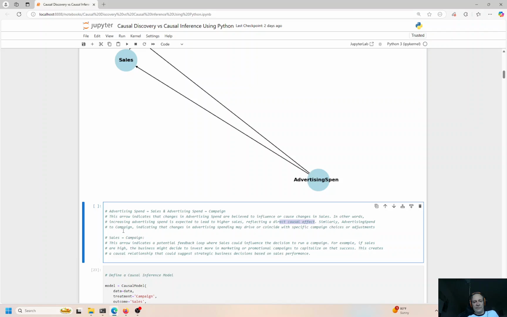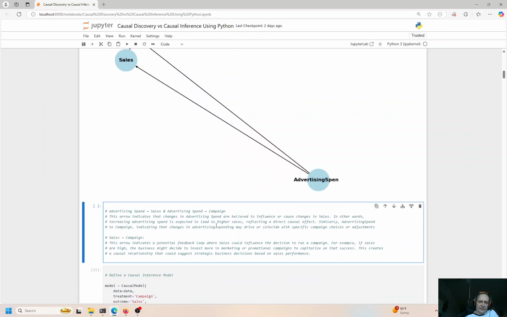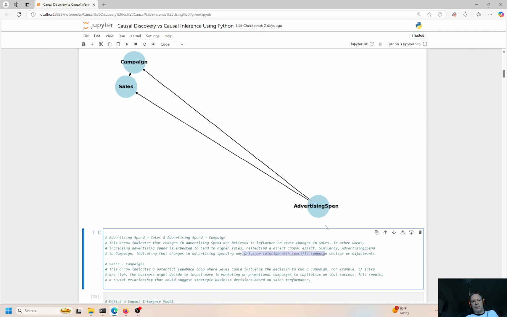There's also a relationship between advertising spend and campaign because we see the arrow going from one to the other, right? This indicates that advertising spend may drive the campaign, right? And one thing to note that's interesting here, the direction of the arrow or the length of the arrow really doesn't have any meaning. So it's kind of arbitrary. I looked into this. It's not like as you have a longer arrow between advertising spend and campaign, then you're spending more money. It's nothing like that.